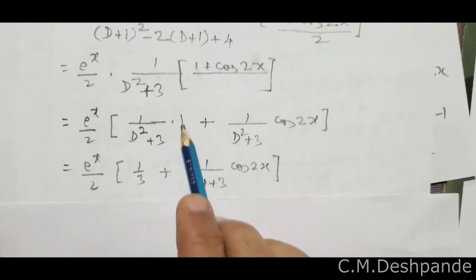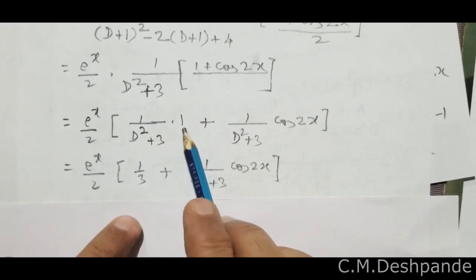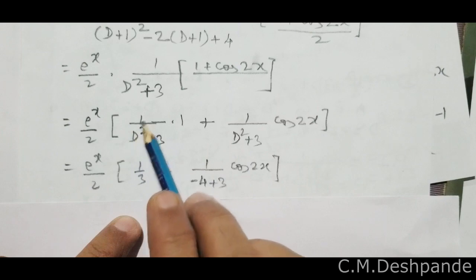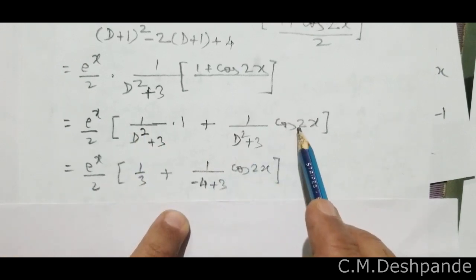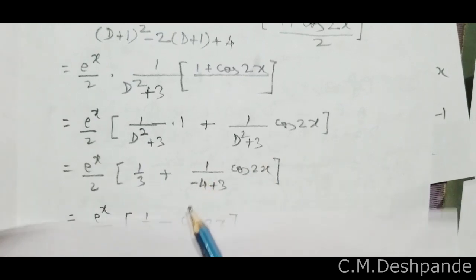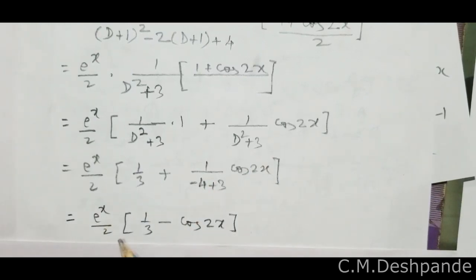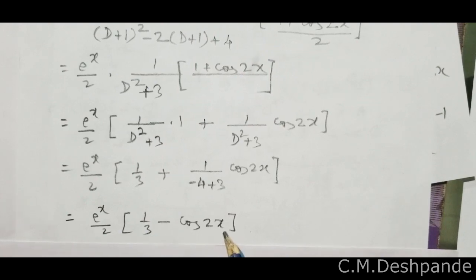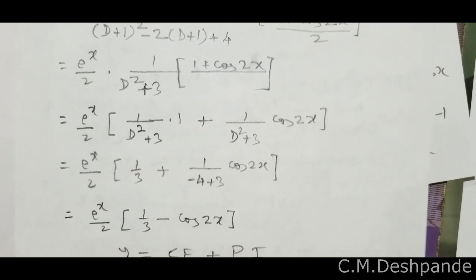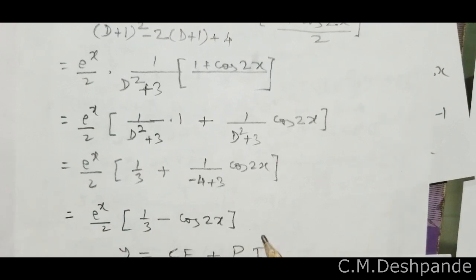To operate on 1, replace D by 0. 1 is e raised to 0x, and using method number 4, put D equal to 0 gives 1 by 3. And to operate on cosine replace D square by minus 4, so gives finally e raised to x upon 2 in bracket (1 by 3 minus cos of 2x). This is PI, and the solution finally is y equal to CF plus PI. Now here also we have applied method number 4.